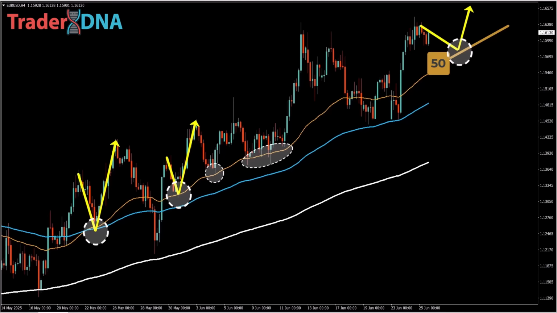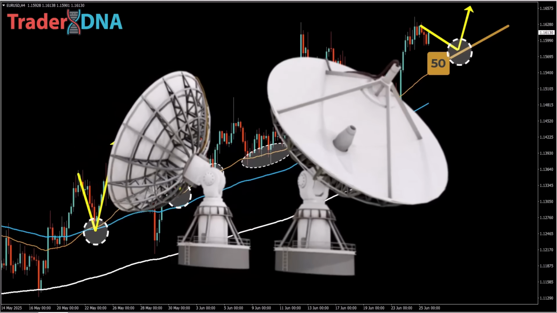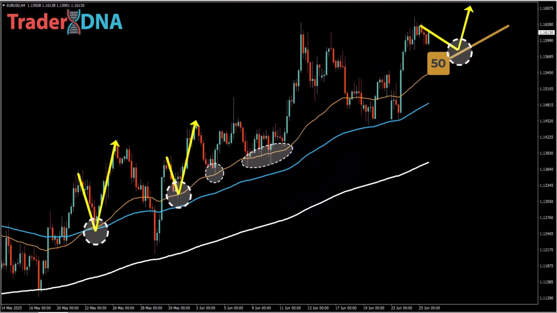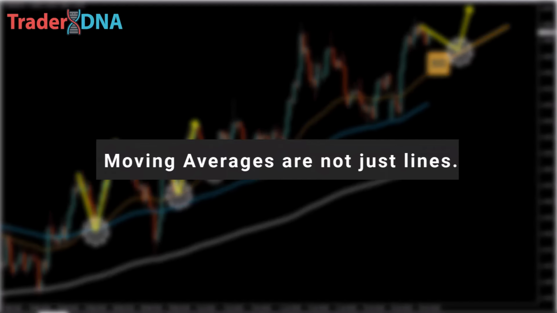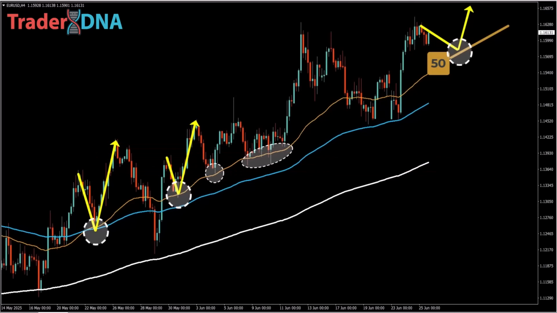This is the big idea. The moving average isn't just a line on the screen, it's a tool, it's a signal. It's like having a built-in radar system that tells you when something important is happening. And if you can master it like we're doing right now, you'll start making trades with real confidence. You won't feel lost, you'll feel in control. So lock this into your mind. Moving averages are not just lines, they are your edge. Use them right and the market starts to make a lot more sense.